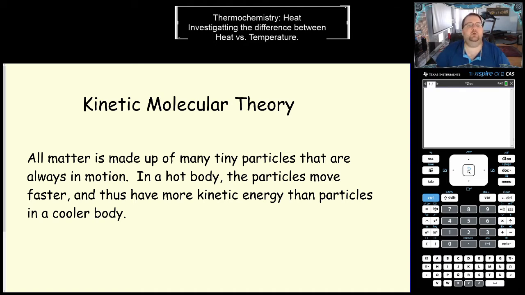Today we're going to be looking at the difference between heat and temperature, and we're going to need to talk about a few other things before we get into that. The first thing being kinetic molecular theory.